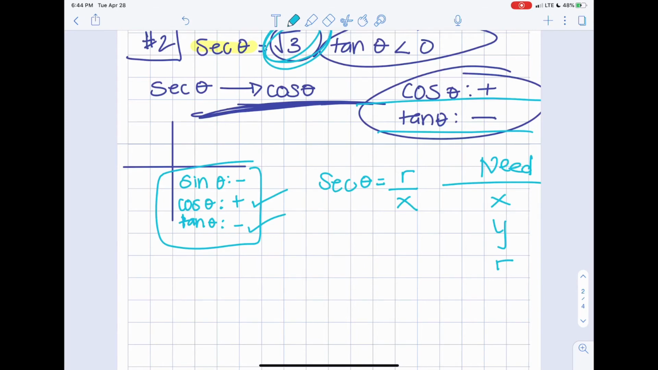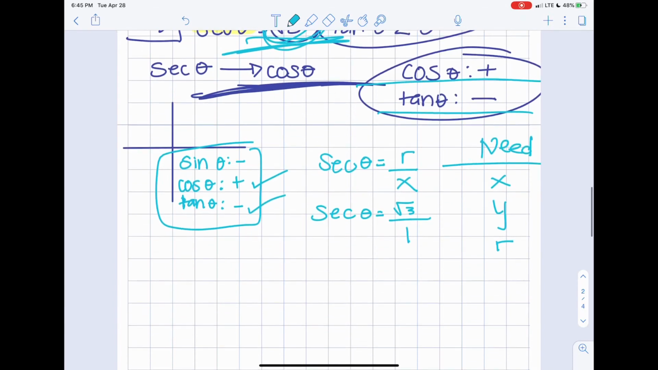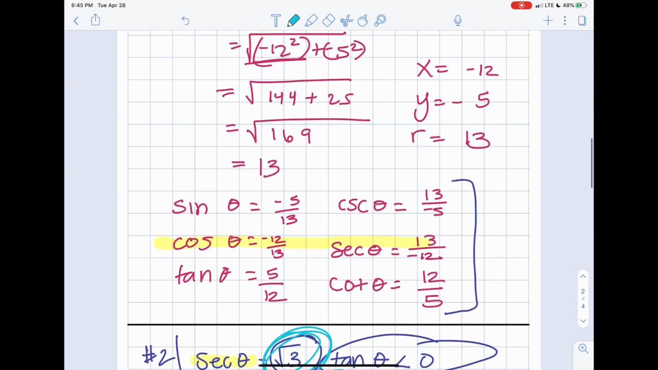So because we know that secant of theta is equal to r over x, that means that our secant of theta is, well, they gave us that answer up here, square root 3. It doesn't have a denominator, but what could that denominator actually be if there's nothing there? A 1. So we already know that r is equal to square root 3 and x is equal to 1. Now I need to solve for y before I can actually move on to the second step, which would be to do this process here.